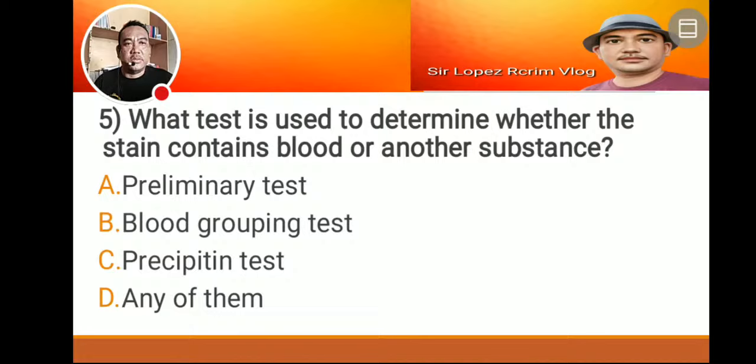What test is used to determine whether the stain contains blood or another substance? Letter A, preliminary test. Letter B, blood grouping test. Letter C, precipitin test. Or letter D, any of them.